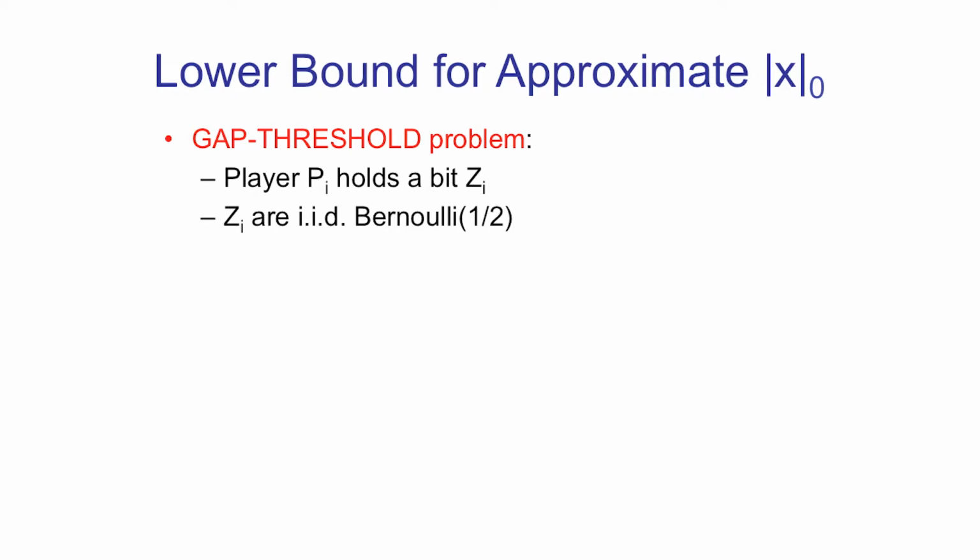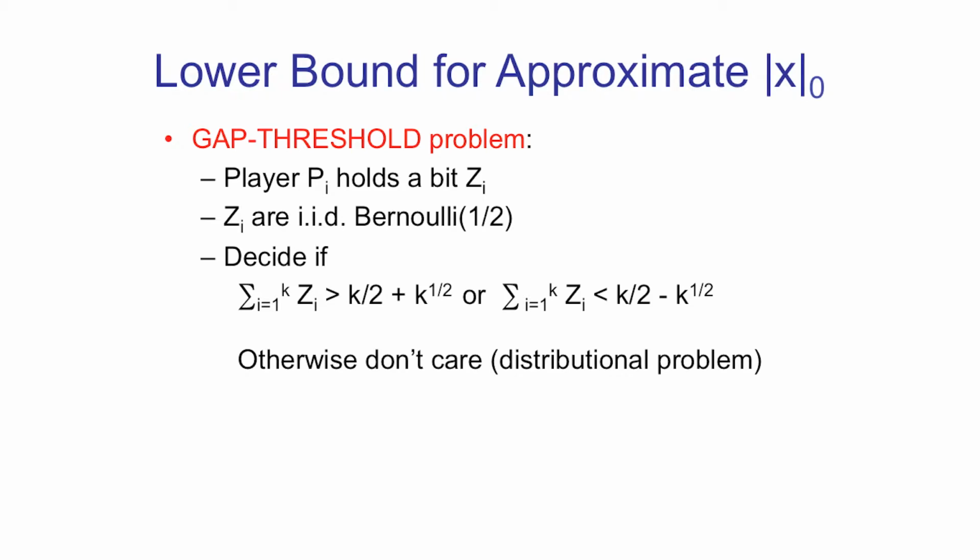And actually, now we're going to put a distribution on the inputs, instead of being worst case. These bits are going to be fair coin tosses. And the coordinator is going to try to decide one of these two cases. Is the sum of the k bits at least its expectation, k over 2, plus a standard deviation, root k? Or is it at most its expectation, k over 2 minus a standard deviation, root k? If it's not in one of these two cases, the coordinator can output anything.